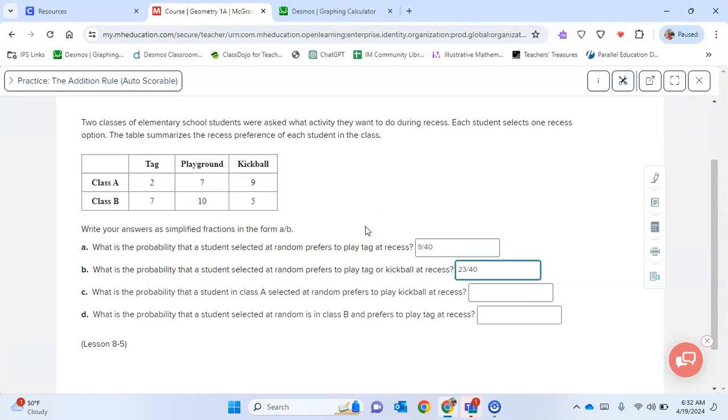What is the probability that a student in class A selected at random prefers to play kickball at recess? Okay, so there are 18 people in class A, 2 plus 7 plus 9. How many like to play kickball? 9 of them. 9 out of 18 is the same as 1/2.